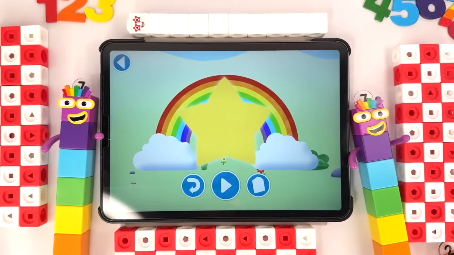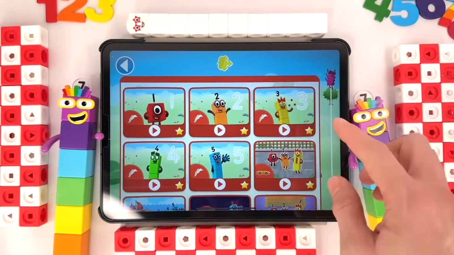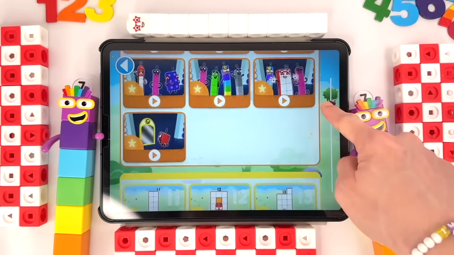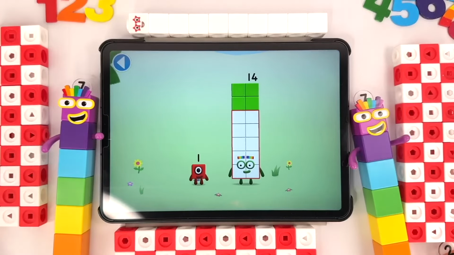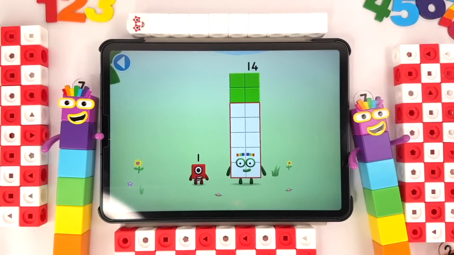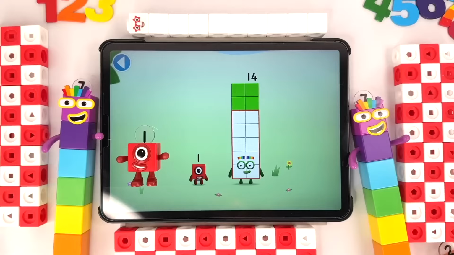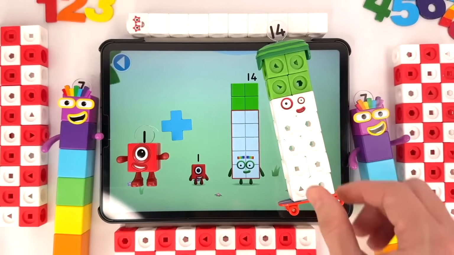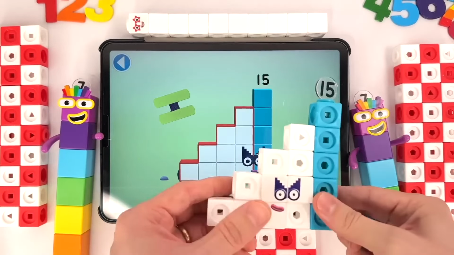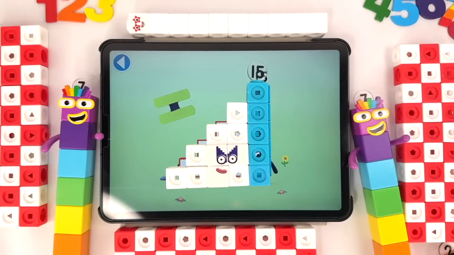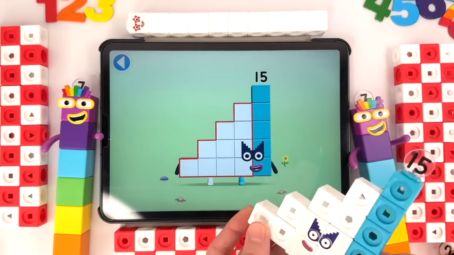Okay. Let's go. We need next big number. Like this. You're about to meet number block 15. Can you add 1 to 14 and make number block 15? Drag number block 1 plus number block 14 equals spot on. Number block 15. This is number block 15. This number block is made up of 15 blocks. I am 15, and I am a super special step-shaped secret agent.